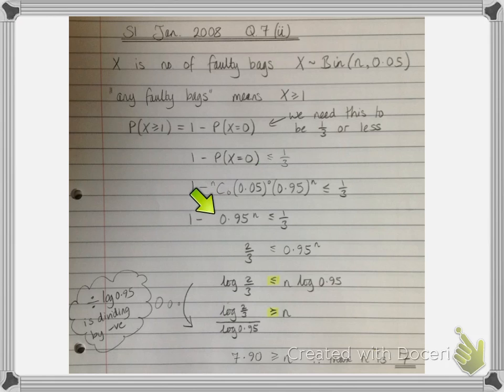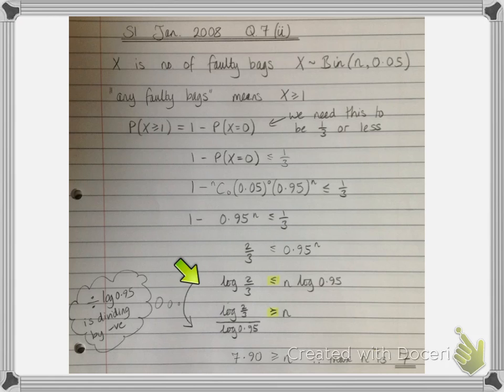So 1 times 1 is 1, so really we've just got 1 minus 0.95 to the n less than or equal to 1/3. So if we subtract 1/3 from both sides, 1 minus 1/3 on the left is 2/3, and add 0.95 to the n to both sides. So we end up with 2/3 is less than or equal to 0.95 to the n.